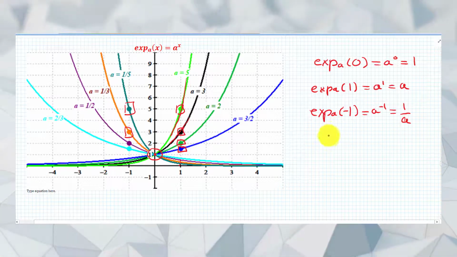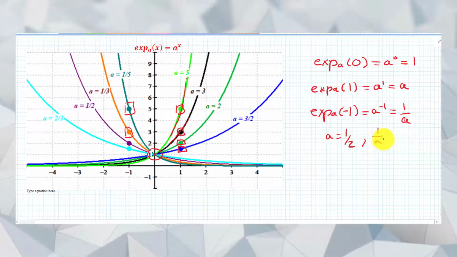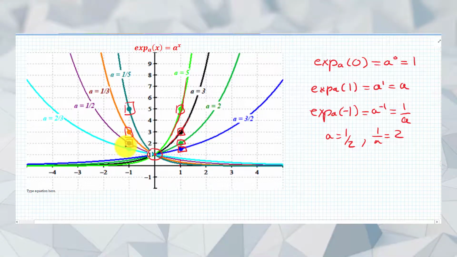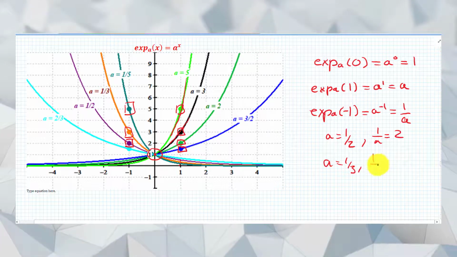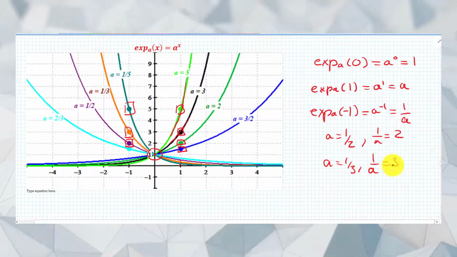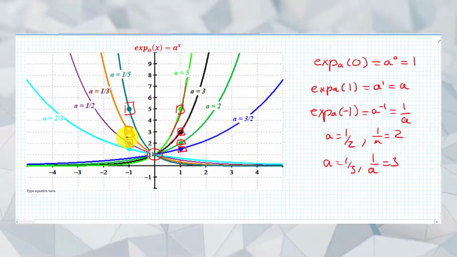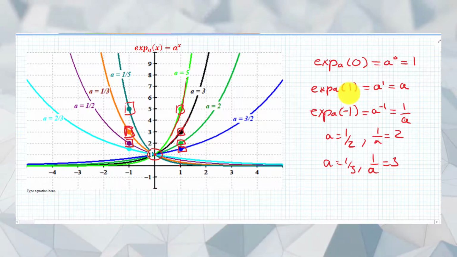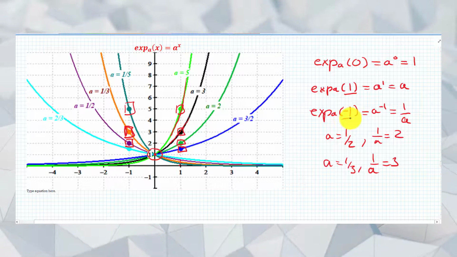So for example, if a is 1/2, then 1 over a is 2. So we have this point right here, -1, 2. If a is 1/3, 1 over a is 3. And so we have this point right here, -1, 3. So again, depending on the value of the base, sometimes it's better to take an input equal to 1. Sometimes it's better to take the input equal to -1.